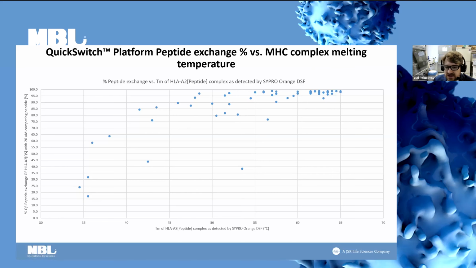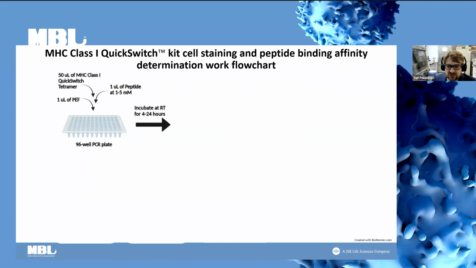experimental results. Here's a general flow chart for the process of making QuickSwitch tetramer and testing the affinity of the loaded peptide. With experience, this whole process can be completed in under 7 hours, but we actually recommend splitting it over 2 days. Only the first 2 steps are necessary to make a functional class 1 peptide MHC tetramer for cell staining.